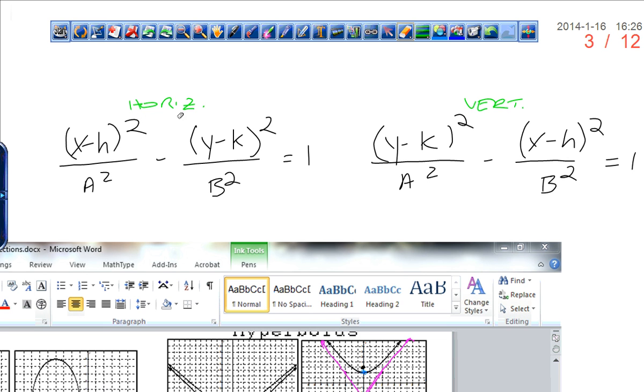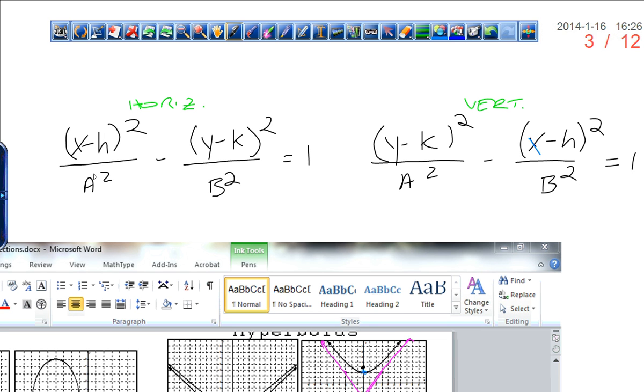Here are the equations, horizontal and vertical. Be sure that you get all the x's and the y's correct. The difference between ellipses and hyperbolas is that an ellipse has a plus symbol here, and for hyperbolas it has a minus symbol. And the only other difference is that whatever comes first, x or y, determines which one's horizontal or vertical.